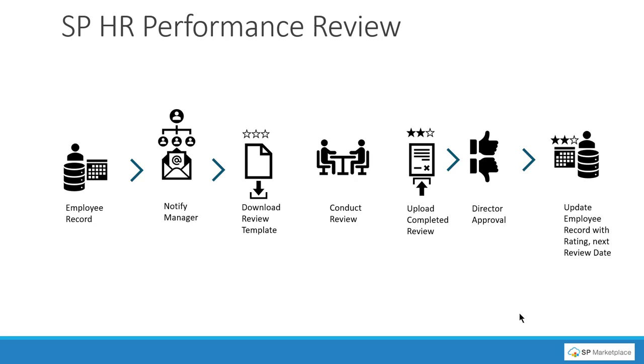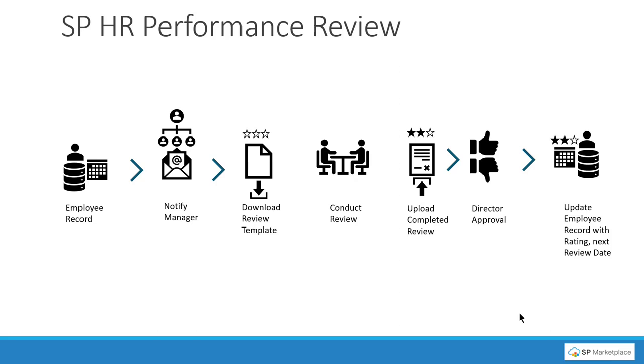So 30 days before that date, the system scans all the employees, and if it's 30 days before that date in the employee record for the next performance review, it generates an email which notifies the manager of this and actually provides a link to the performance review site page. In that page, the manager can download the review template.